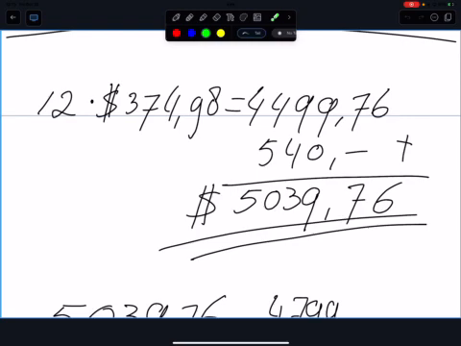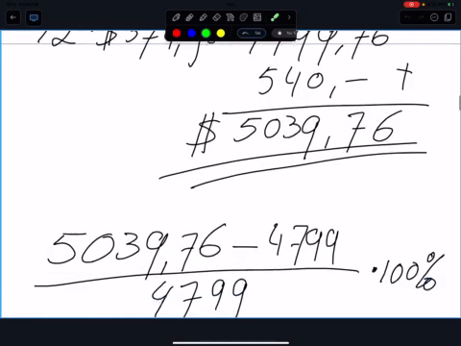So the first step is to multiply the total amount of installments with the amount of money received. If done correctly, your answer would be $4,999.76. Do not forget to add the deposit. Once you add the deposit, your answer will become $5,039.76. That's your answer.